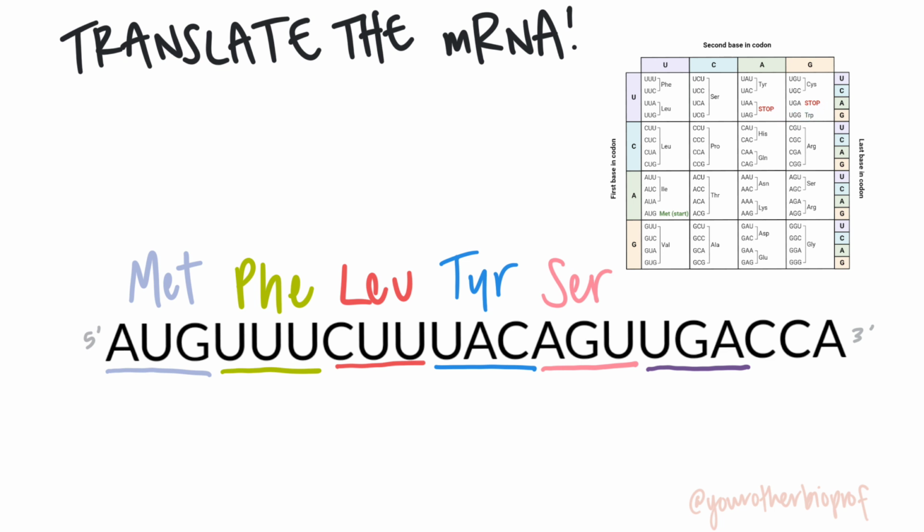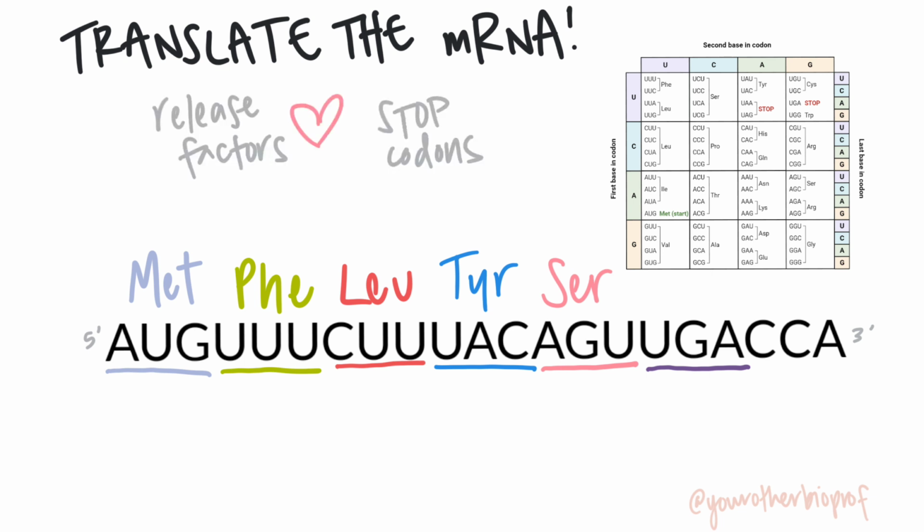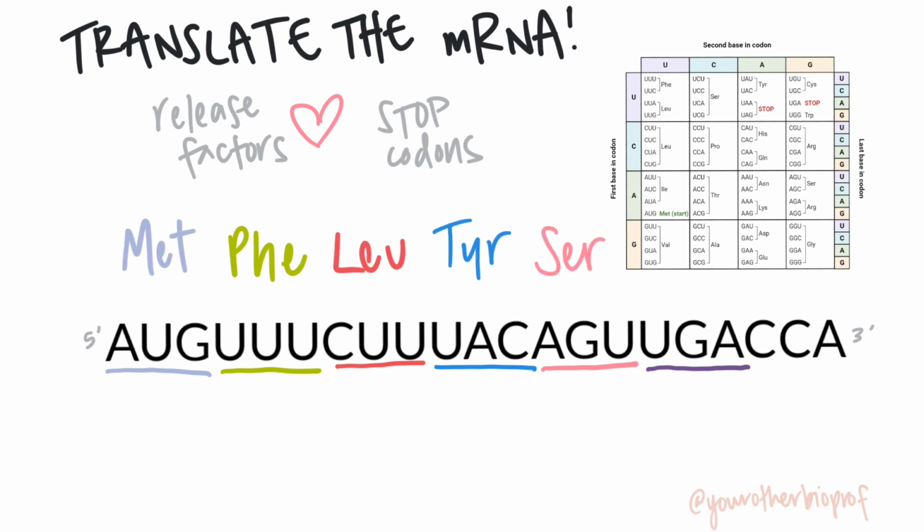So that means that we are done. This is the end of our little peptide chain. We don't have tRNAs with anticodons complementary to stop codons. Instead, there are other proteins called release factors. And these release factors are going to come in, they're going to bind to the stop codons, and they're going to basically blow up your translational machinery and release our little peptide, let it go do its job.